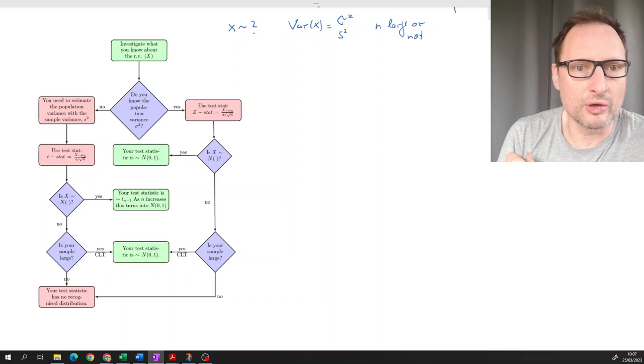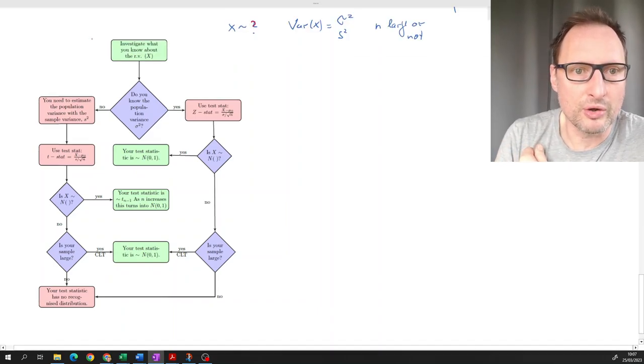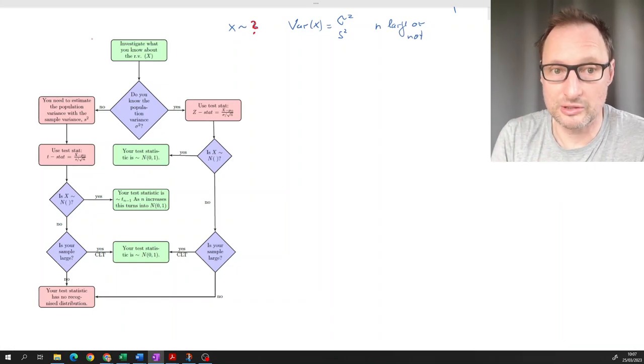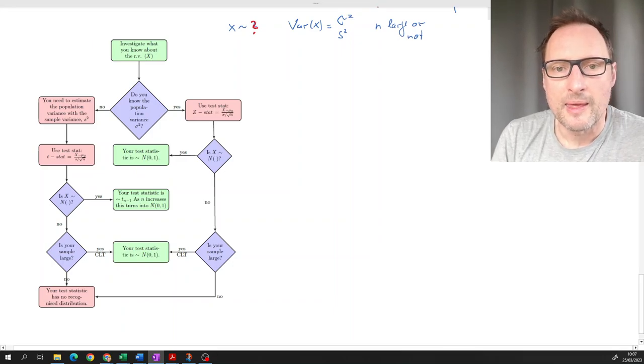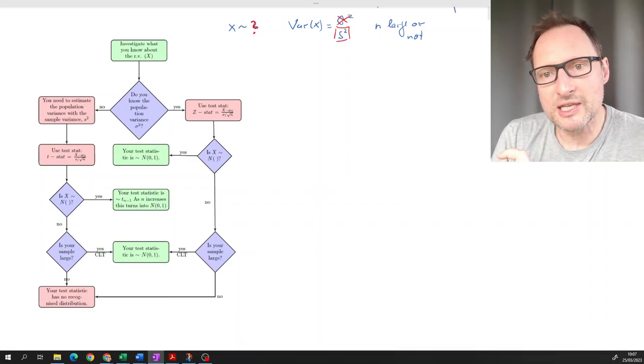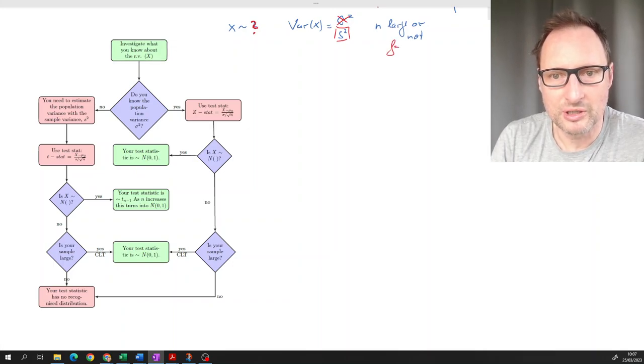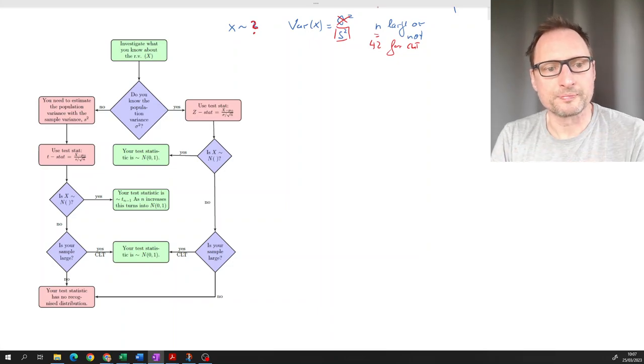So what do we know in our case? Well, in our case, we don't know how X is distributed. So in particular, we don't know that it's normally distributed. We don't know the population variance, so we have to use the sample variance. And then the question is, is n large or not? You have to think about this for the application of the central limit theorem, potentially. So in our case, we have a sample size of 42.